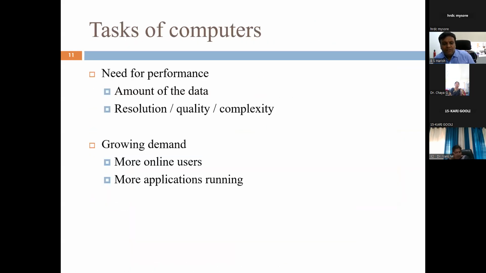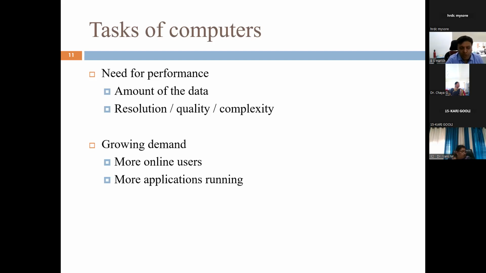First we need to understand the main jobs of computers. The main job of the computer is performance, to handle the amount of data. In the meantime, you need high resolution, high quality, and the complexity of the data should also be handled. These are the main requirements needed to make use of computer technology.